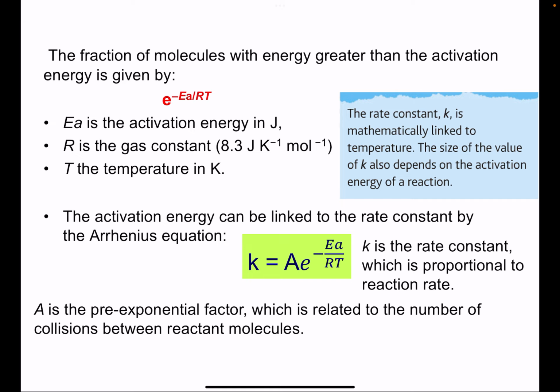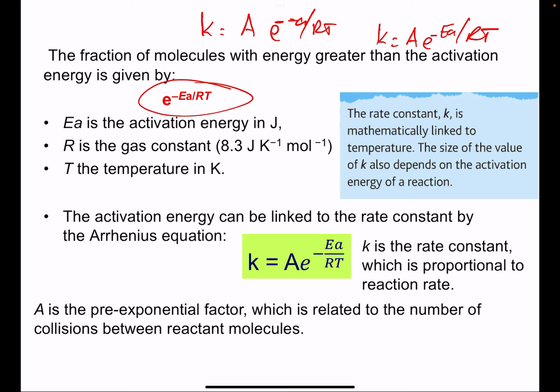Let's go into the Arrhenius equation in a bit more depth now. So the Arrhenius equation is k equals A e to the minus Ea over RT. It's not letting me type in Ea for some reason. So k equals A. This term, e to the minus Ea over RT, the fraction of molecules with energy greater than activation energy, is given by that term.